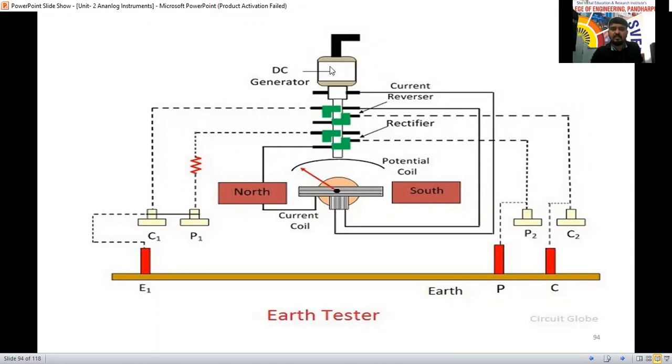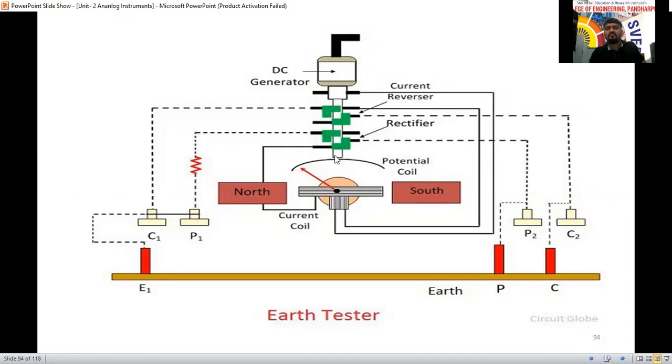This is a hand-driven generator we have used here, and these black lines are the shafts. See here, the green color, these two indicate one is a rectifier and another one is a current reverser. For the rectifier, two terminals are there, and for the current reverser, two terminals are there. So in total, four brushes are there. This is one commutator, and this is another commutator.